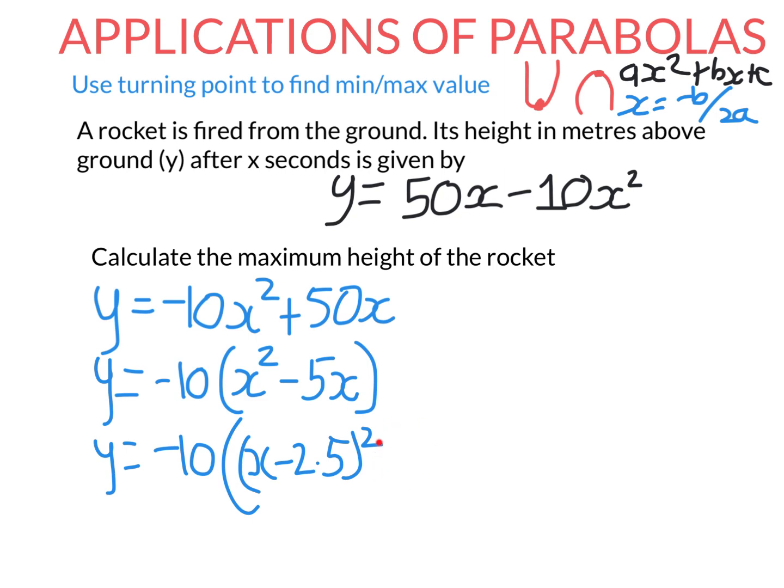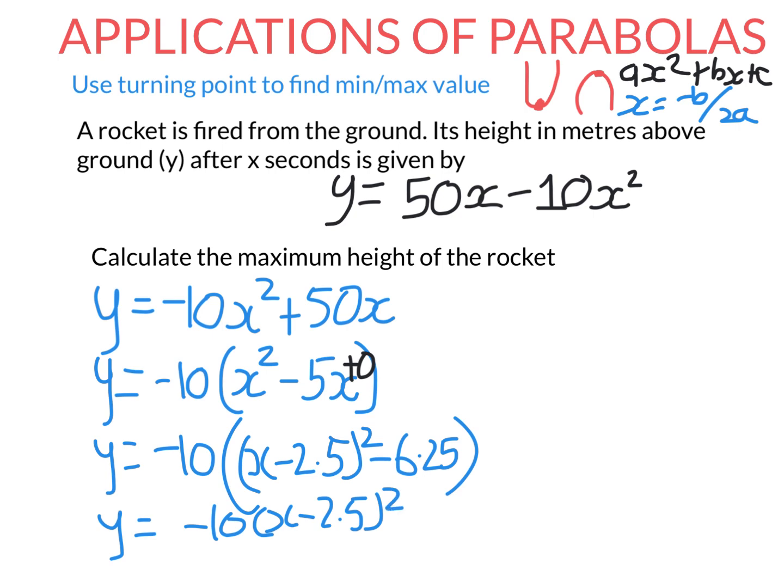So what goes outside here? Well, there wasn't anything to begin with, so it's like a 0. It'll be 0 minus 2.5 squared. So we'd have minus 6.25. Then we expand to fully put it in completing the square form. So it'll be negative 10 times x minus 2.5 squared, and then negative 10 times negative 6.25 is positive 62.5. And putting it in this form gives us our answer.